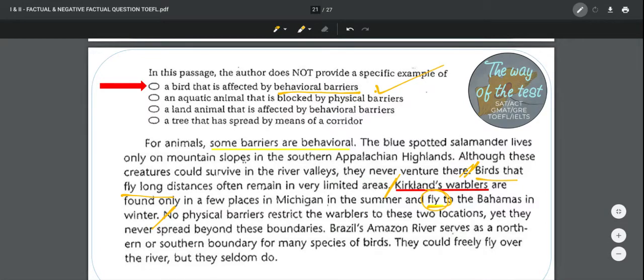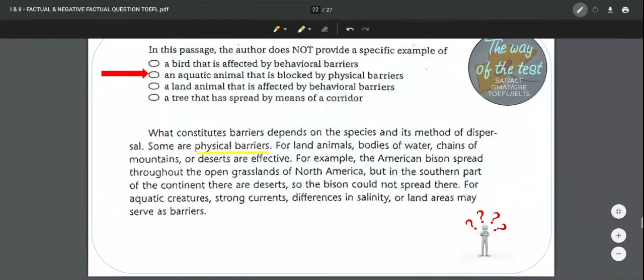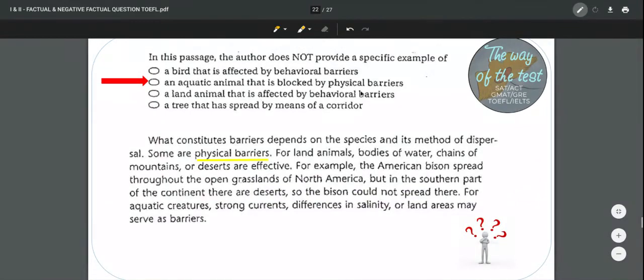Again, this is important. This is why we don't really care about what type of bird the Kirtland's warbler is. And actually, we don't need the vocabulary of what all the animals are, because we can get it from the context. Of course, there are certain words that you cannot get from context because they are basic words that we are supposed to know. Okay, we're going to look at alternative B, an aquatic animal that is blocked by physical barriers.